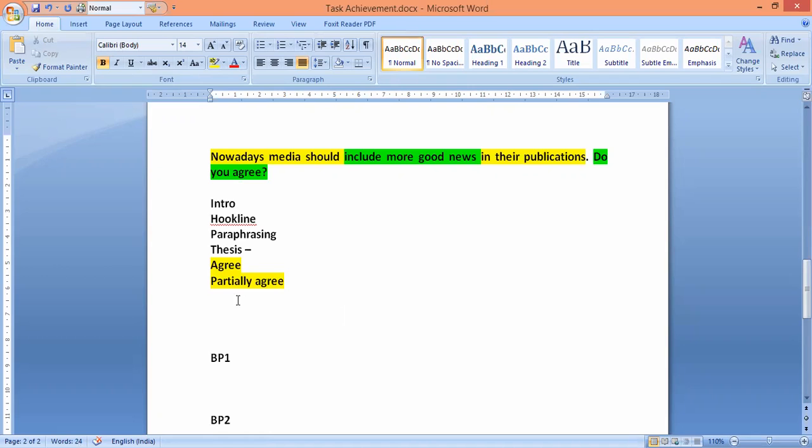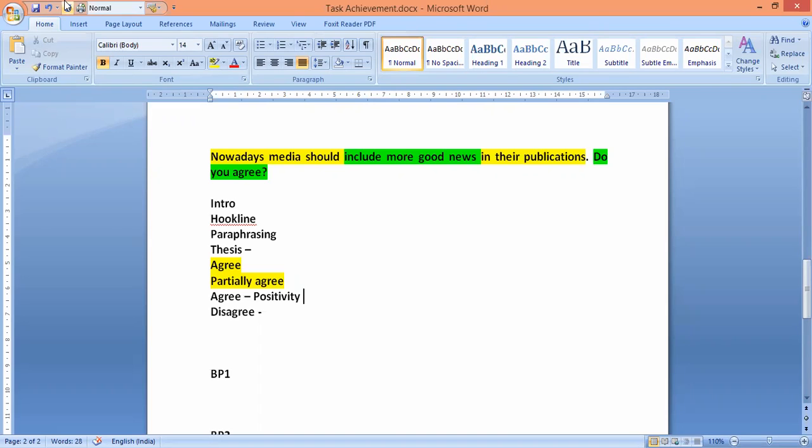So if you partially agree, you do two things. You agree also and you disagree also. In agreement, why would you agree? Why should media spread positivity among the readers? What other ideas are there, why should you agree that media should include more good news? Why should you agree with that?